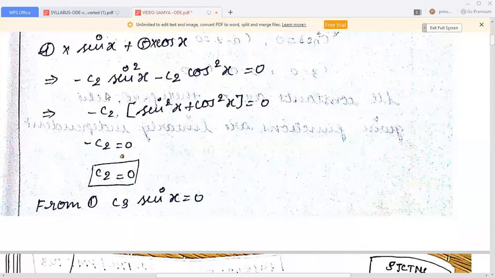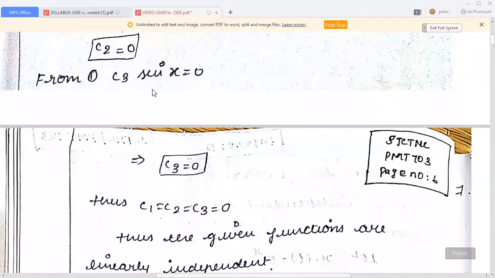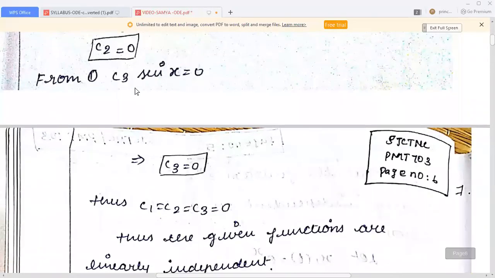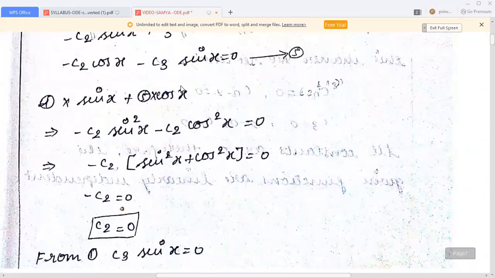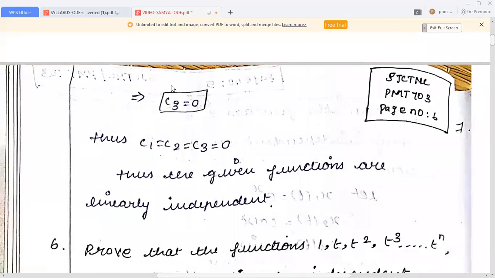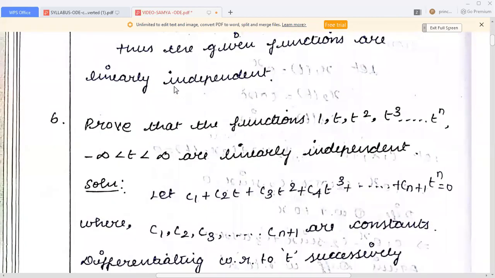In this, we can take out the common element minus C2. Then we get minus C2 into sin square x plus cos square x equal to 0. This implies minus C2 into 1 equal to 0. Therefore, C2 equal to 0. So using this value in equation number 1, we get C3 into sin x equal to 0. This implies C3 equal to 0. So thus all the constant values are 0.